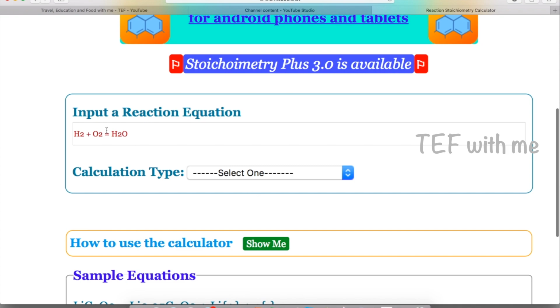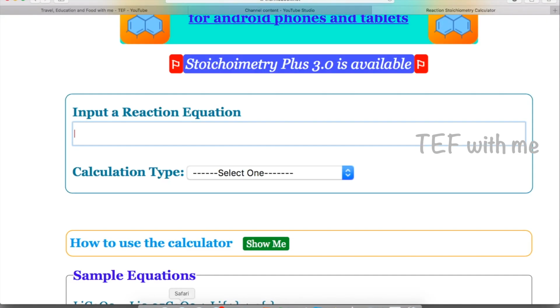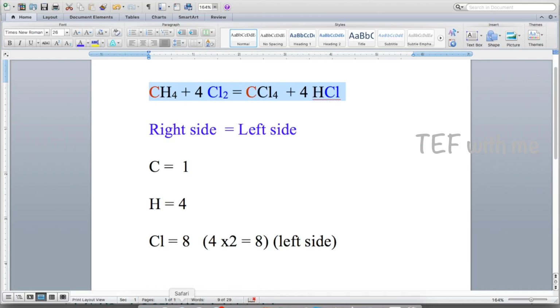So here you can see a formula is already there, H2 plus O2 is equal to H2O, but I am going to calculate this equation, that is CH4 plus 4Cl2 is equal to carbon tetrachloride and hydrochloric acid. I am going to choose this equation and type it here. You cannot paste this equation as it is, you have to type it.